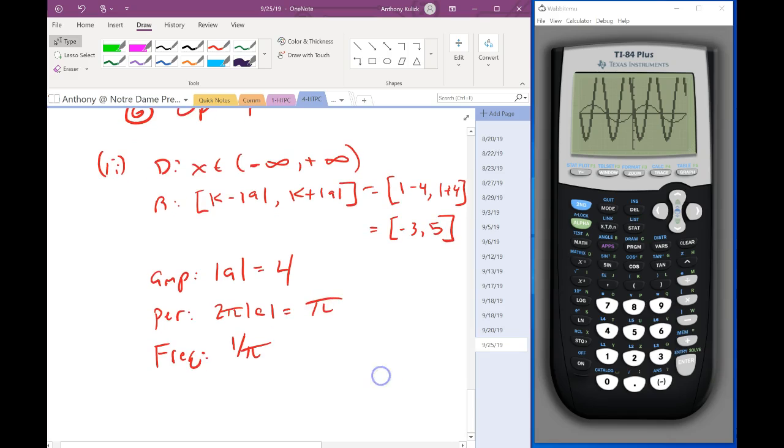Oh, the midline! We forgot to write that one down. What is the midline? So y equals 1. Yep. Are we happy with that?